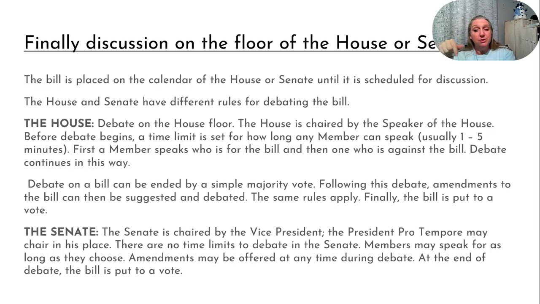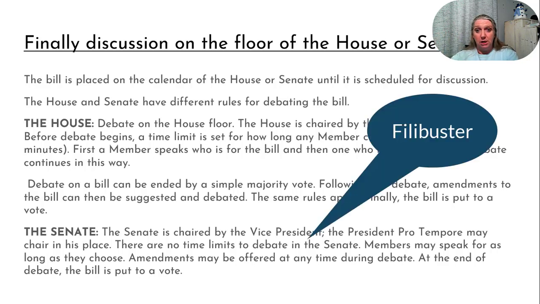On the Senate side, the Senate is chaired by the Vice President. Okay, the President pro tempore may chair in his place, which is often the case. And really, remember, we talked about this. It often gets handed over to some junior members. There are no time limits to debate in the Senate. Okay, out to the side of this, draw a little arrow from this, highlight this part. Out to the side, you need to write the word filibuster.